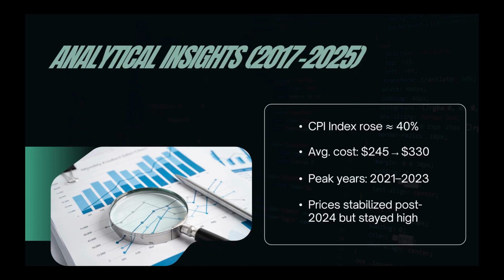Here are the main insights from 2017 to 2025. Food CPI rose about 40%. The average basket increased from around $245 to $330. Peak inflation years were 2021 to 2023. Prices stabilized slightly after 2024 but stayed high.